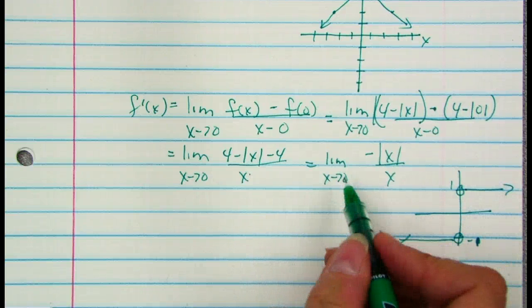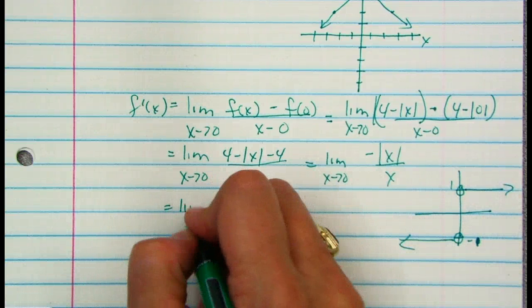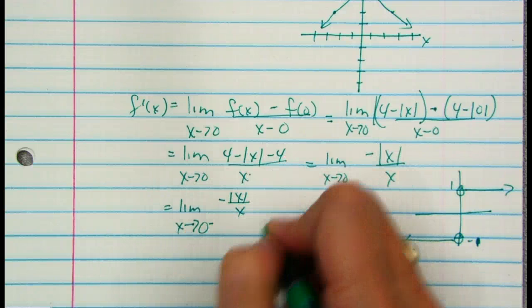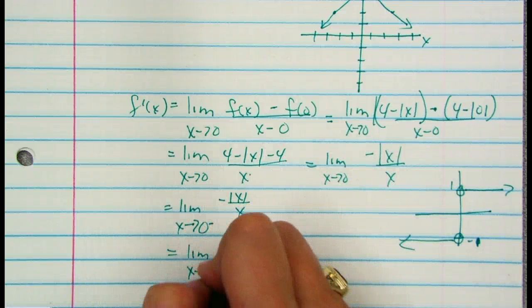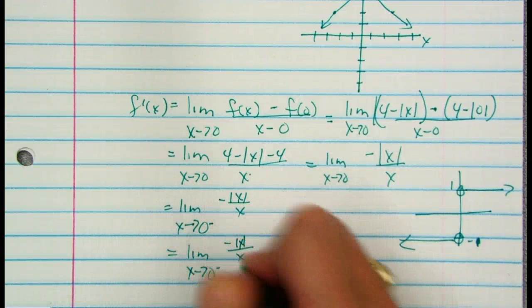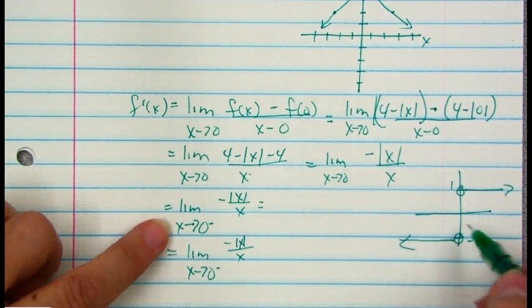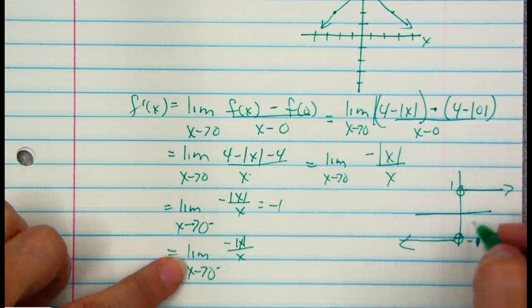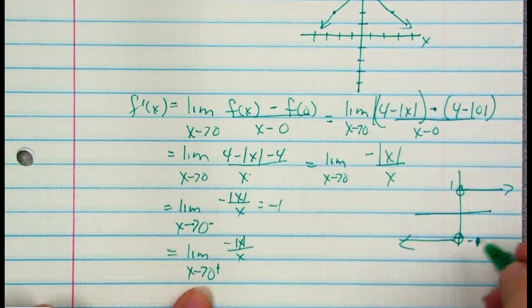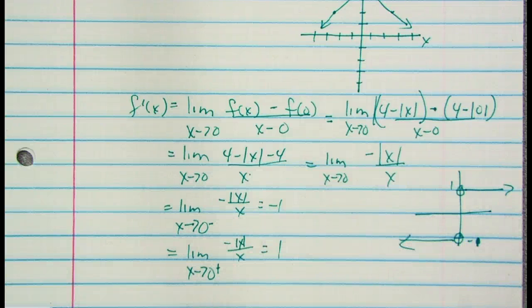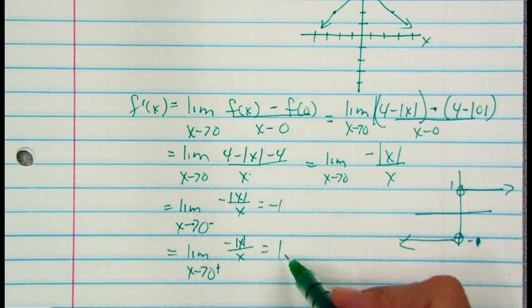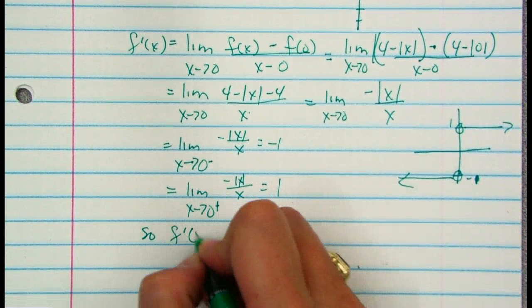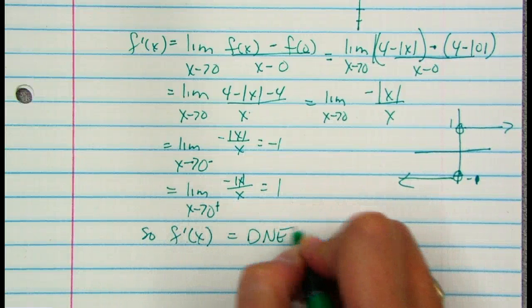So when I take the limit of an absolute value function, you have to go at it from the right and from the left. And the two must be the same for the limit to exist. So as I approach 0 from the left, I get negative 1. As I approach 0 from the right, it's equal to 1. These two sides do not match, so the limit does not exist. So the derivative of this does not exist.